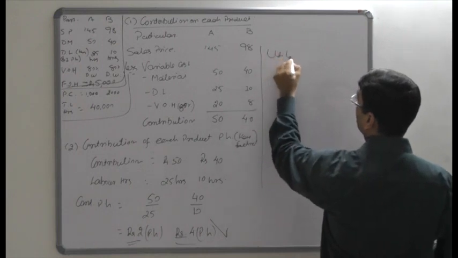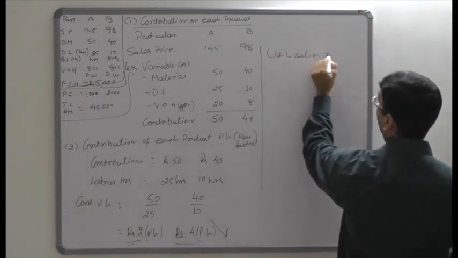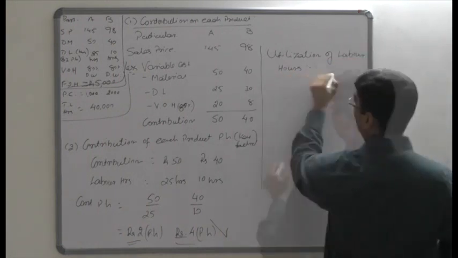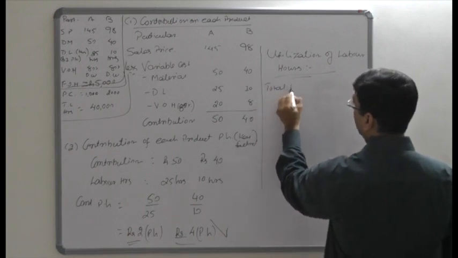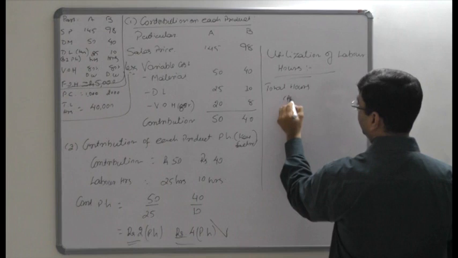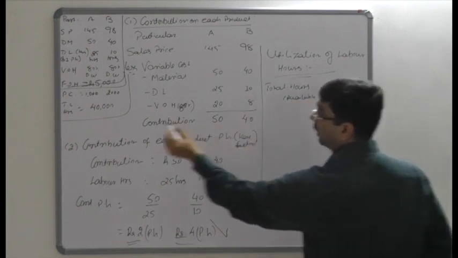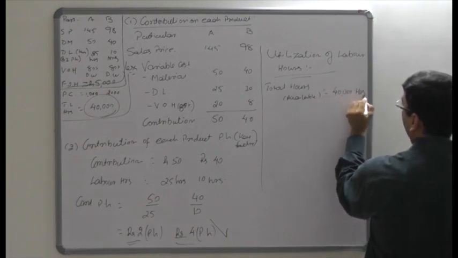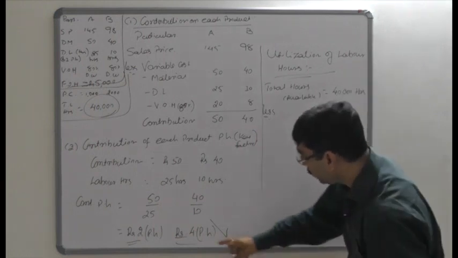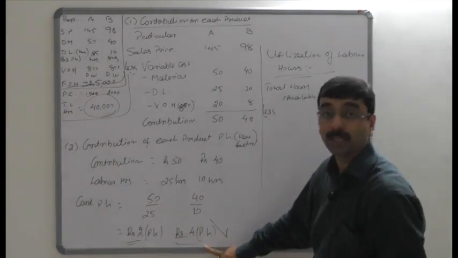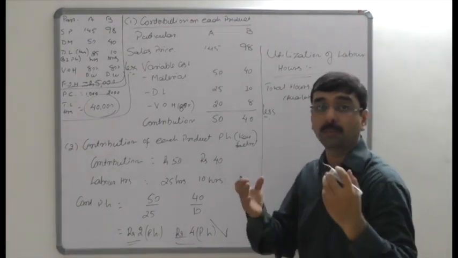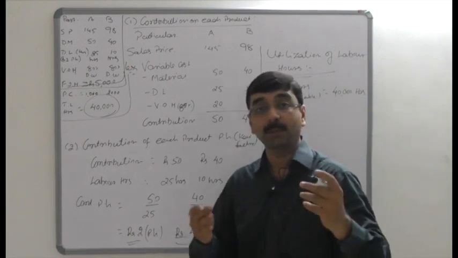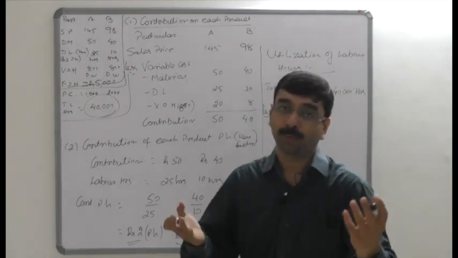So utilization capacity, utilization of labor hours. See the calculation of this. Total hours available: how many hours are available? 40,000. So 40,000 hours available. Which contribution is higher? Product B's contribution is higher. In this regard, we will manufacture all the units of product B, because product B's contribution is higher. If you manufacture product B at the maximum, you would get more profit.